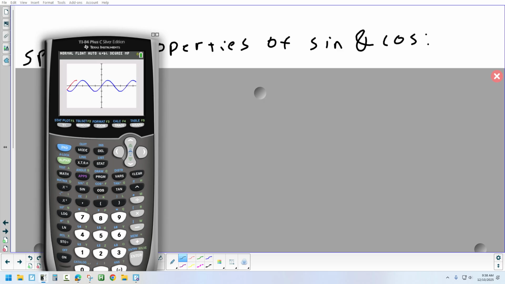But how would you describe the transformation between sine and cosine? A reflection, a shift, a stretch? What do you think? Shift. Yeah, it's a horizontal shift. And it's actually a shift of 90 degrees. So if you took this blue one and did a horizontal shift to the left by 90 degrees, it would look exactly the same as the red one.